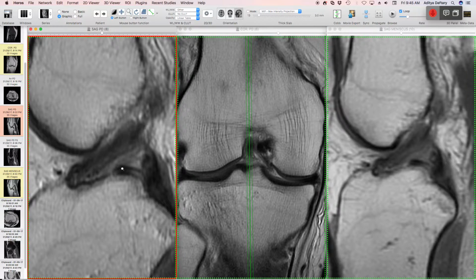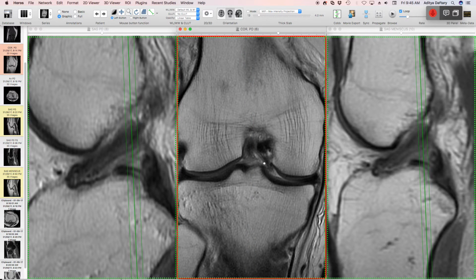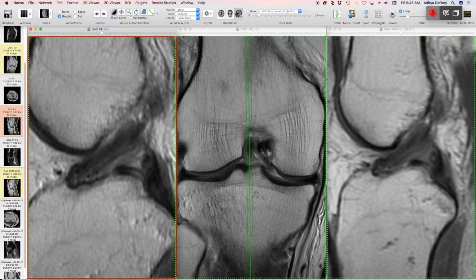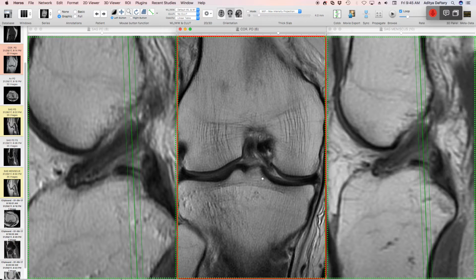If we look at the dedicated proton density image on this, you can see the ligament architecture much better, but you also see the discontinuity at the femoral attachment. But again, since you see a vertical ligament, one may occasionally be inclined to believe that the ligament may or may not be torn. And this is really where your other images come in handy.